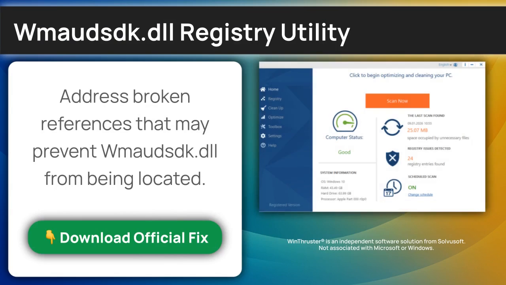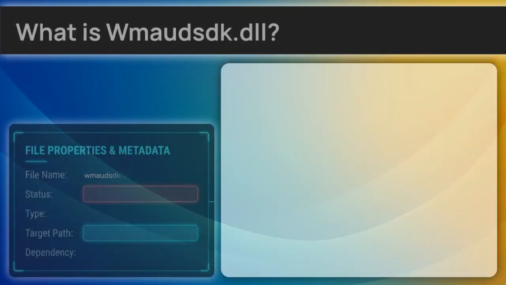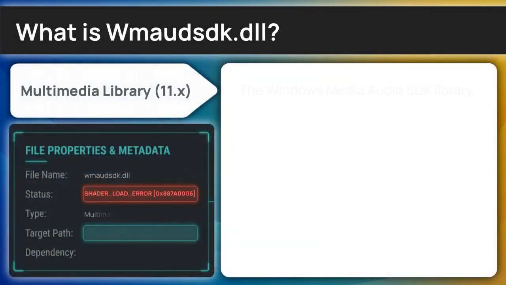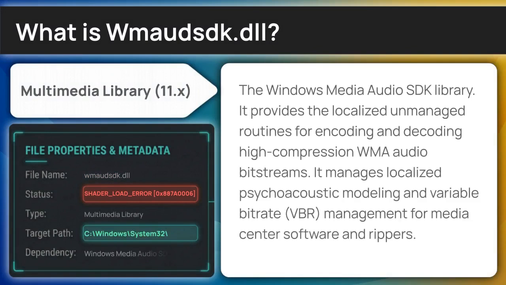optimize your system configuration. This is the Wmaudsdk SDK Library, the Windows Media Audio SDK Library. It provides the localized unmanaged routines for encoding and decoding high-compression WMA audio bitstreams. It manages localized psychoacoustic modeling and variable bitrate (VBR) management for media center software and rippers. Knowing the file's purpose is helpful, but now we need to physically restore it.